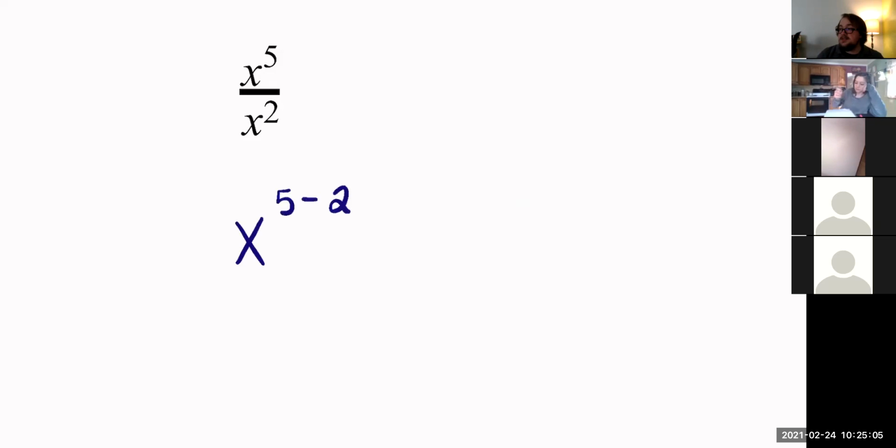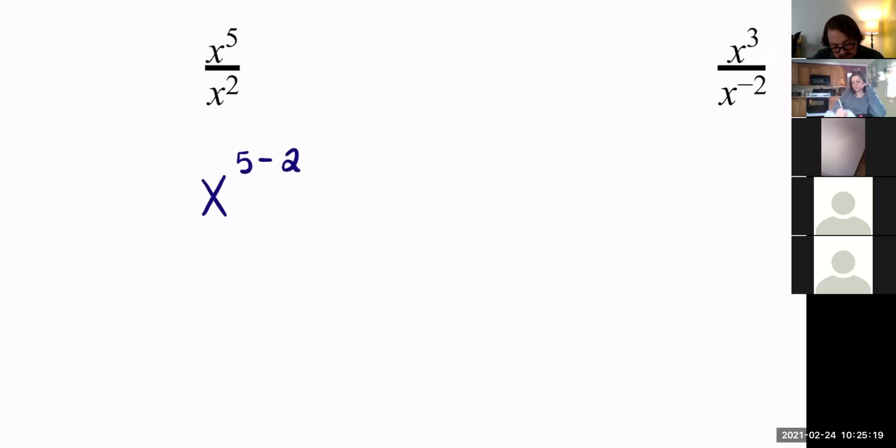exponents. And notice it is the top one being divided by the bottom one, which means I take the top exponent minus the bottom exponent. Follow the same order. The order you do the division in is the same order you do the subtraction in. And in this case, we get x to the power of 3.